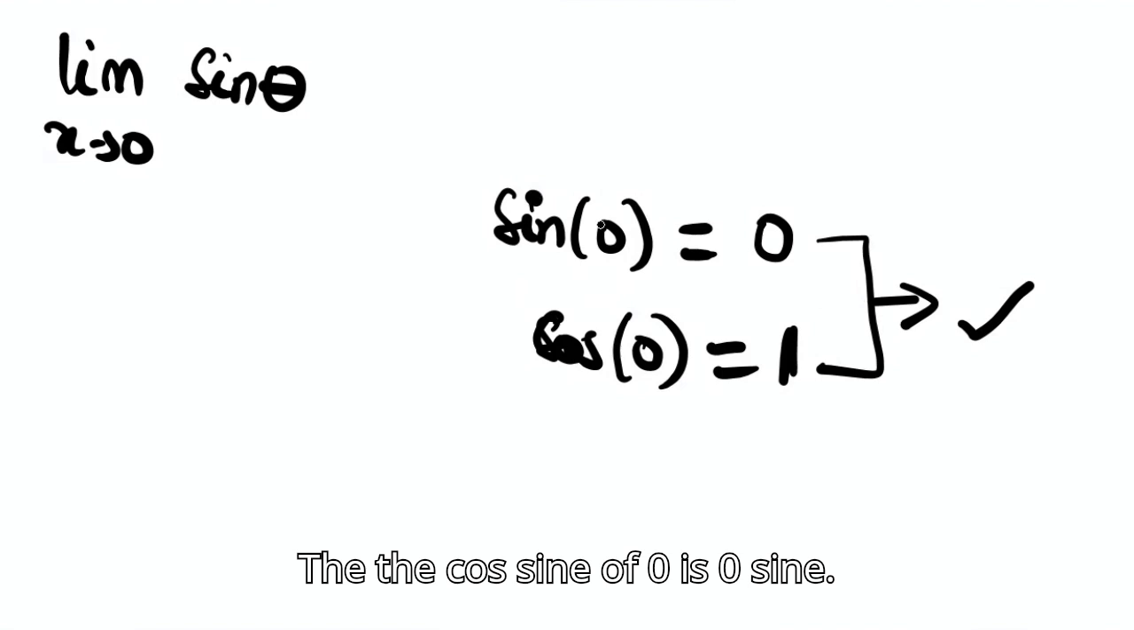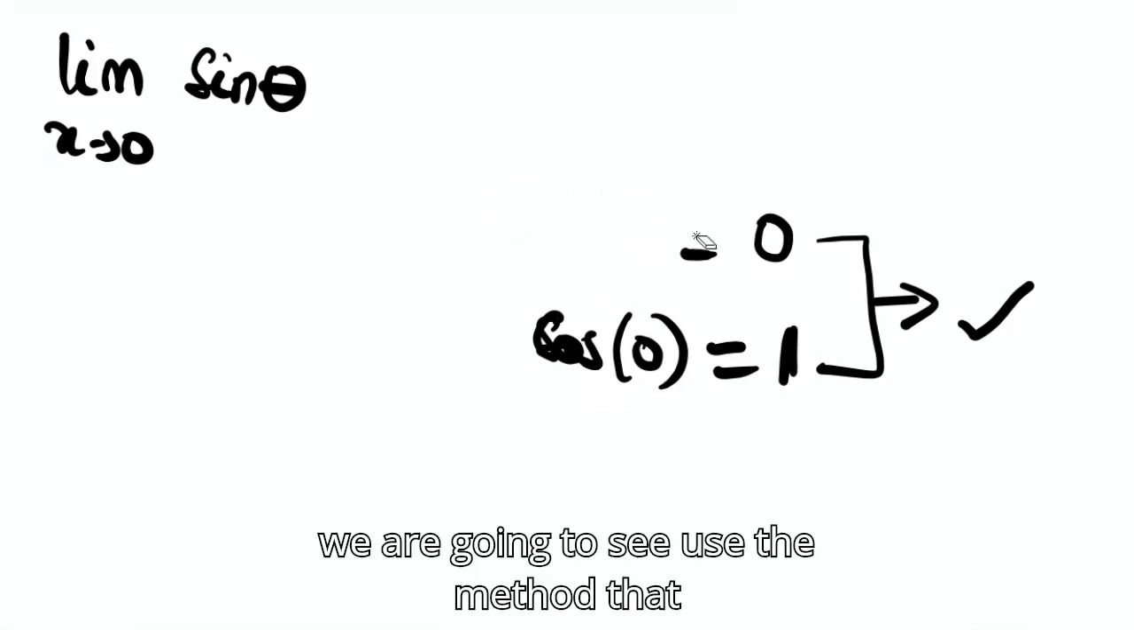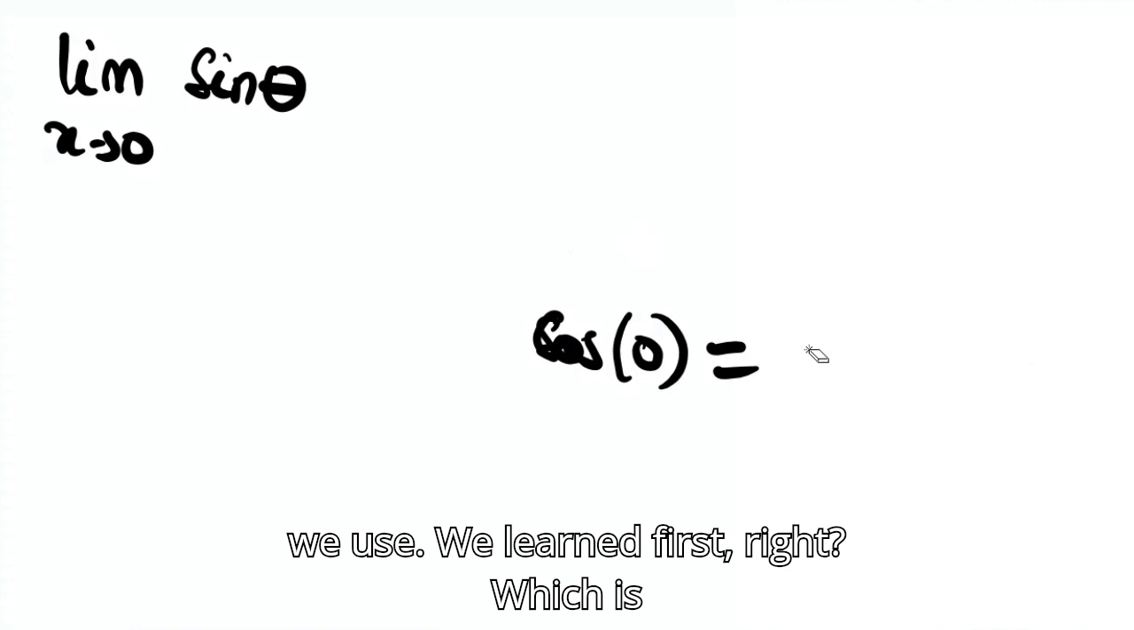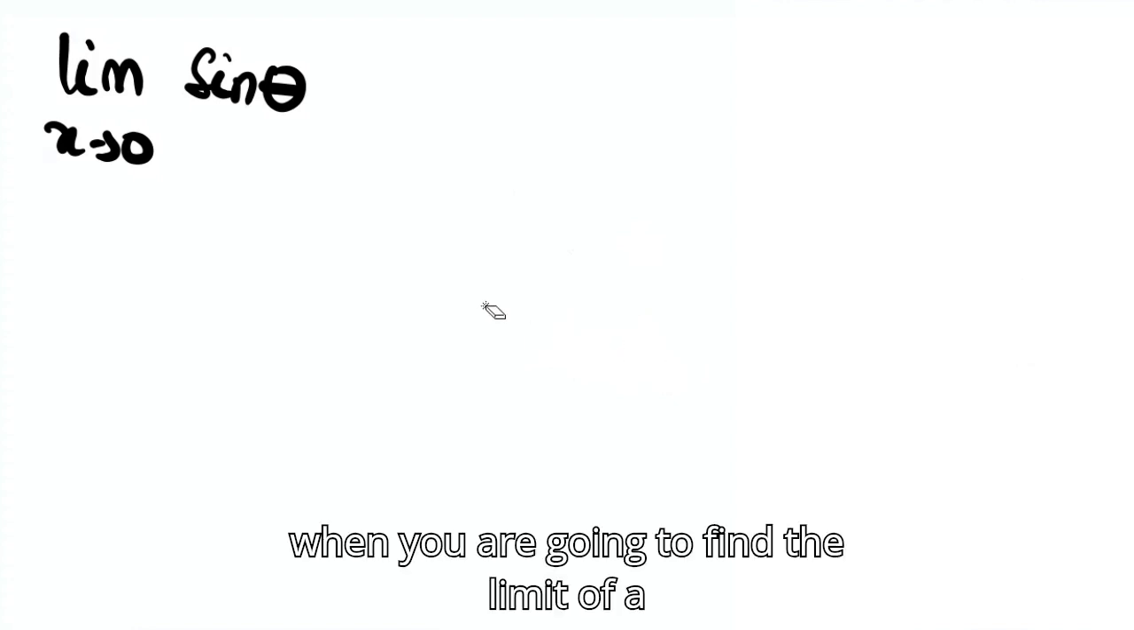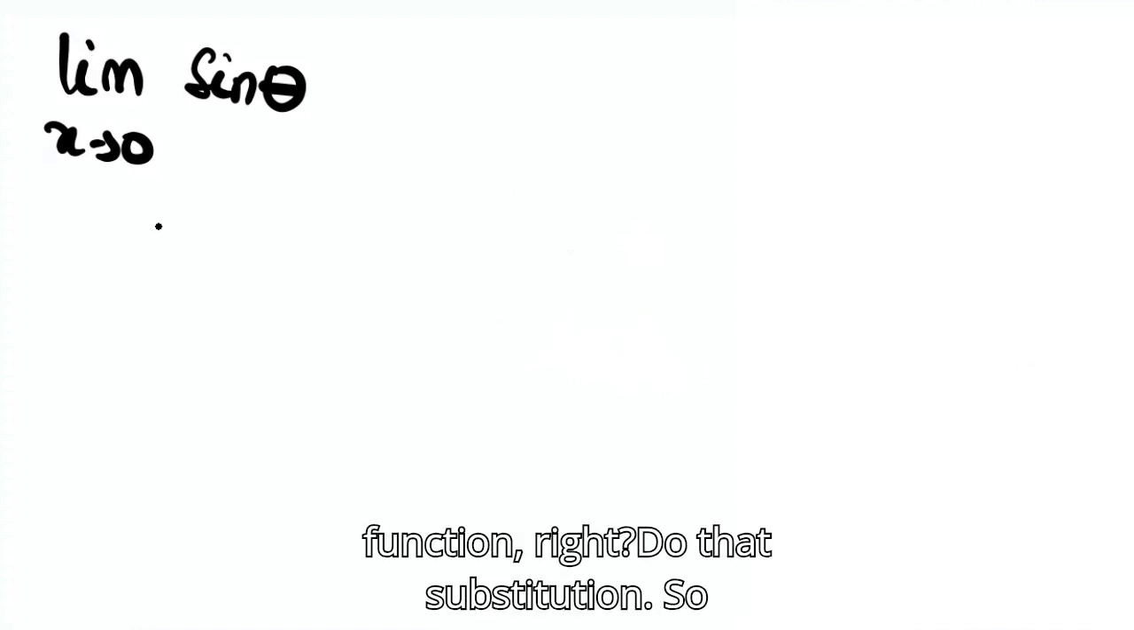The cosine of zero is zero. Sine of zero is what? Cos of zero is 1. So have this in mind. We are going to still use the method that we learned first, which is, when you are going to find the limit of a function, do direct substitution.